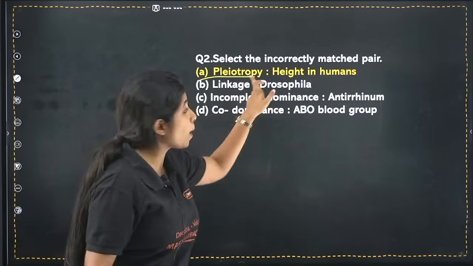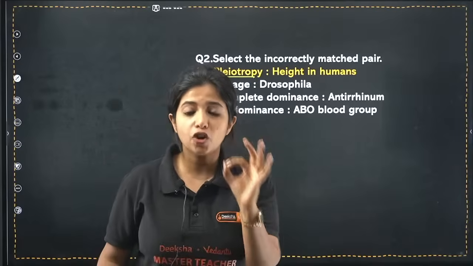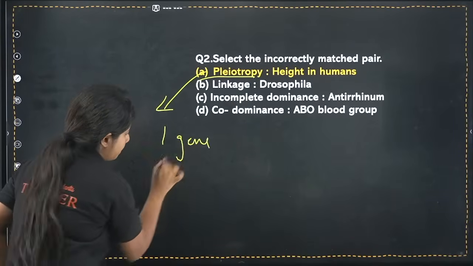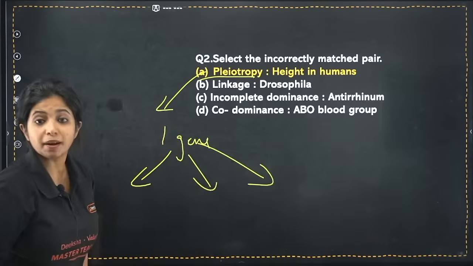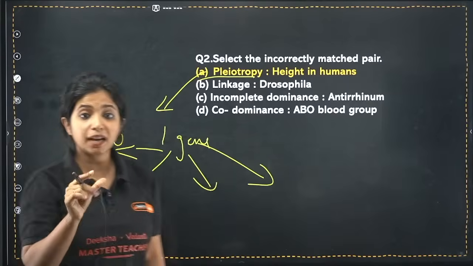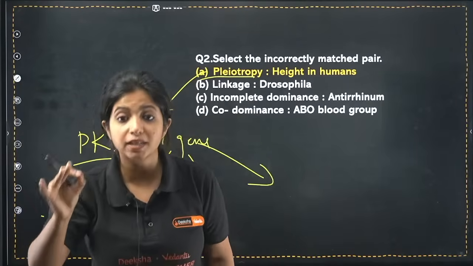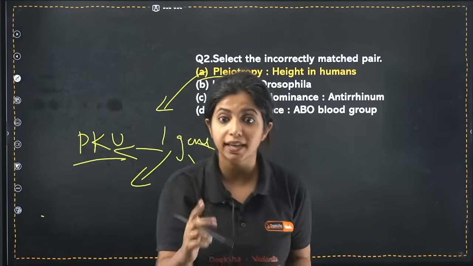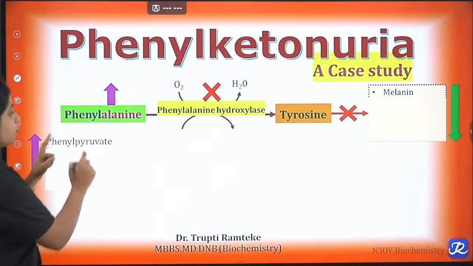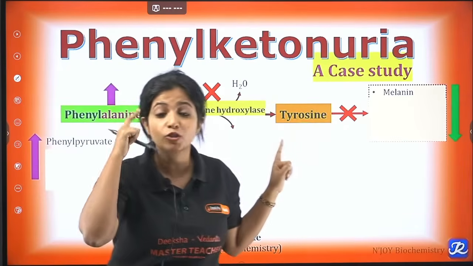Listen to me. Pleiotropy, one of the most important things. Pleiotropy means one gene, multiple effects. The best example for that is phenylketonuria. One enzyme, phenylalanine hydroxylase, is not present. That is why you get 2 effects. One effect is that phenylalanine is going to accumulate in our body in the form of phenylpyruvic acid, and that causes mental retardation.